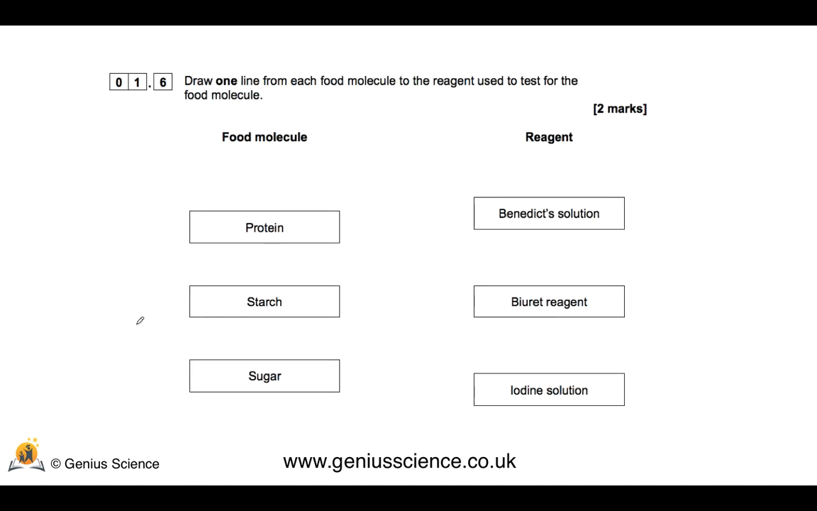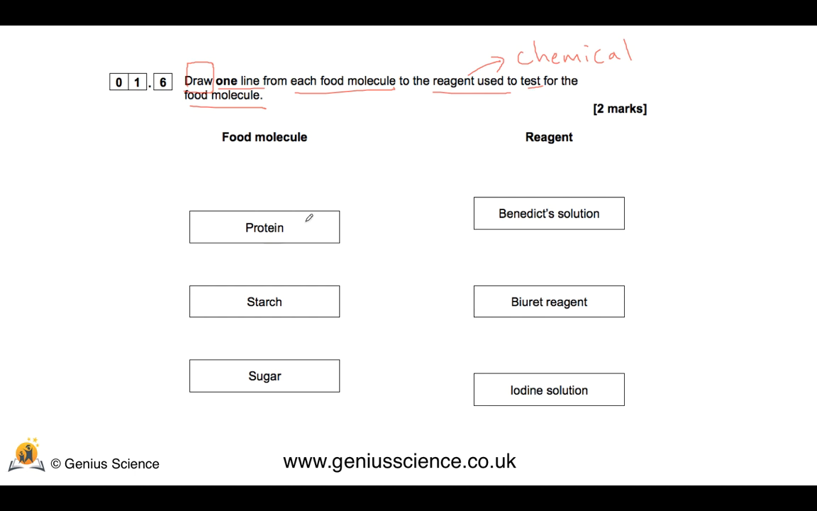Question 1.6 now. And we have to draw, that's our command word this time, draw 1 line from each food molecule to the reagent used to test for the food molecule. So we're now looking at food tests. Reagent is essentially just the chemical. That's just what that means. And we've got 2 marks here. Let's go for it. So the food molecules we've got are protein, starch and sugar. And then we've got the reagents, Benedict solution, biuret reagent and iodine solution.